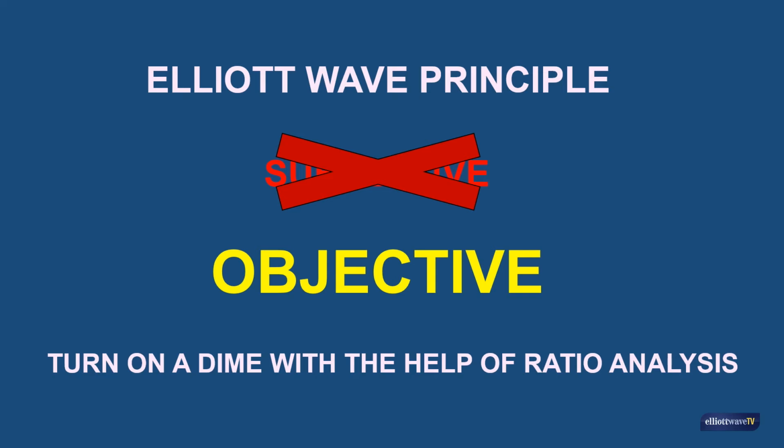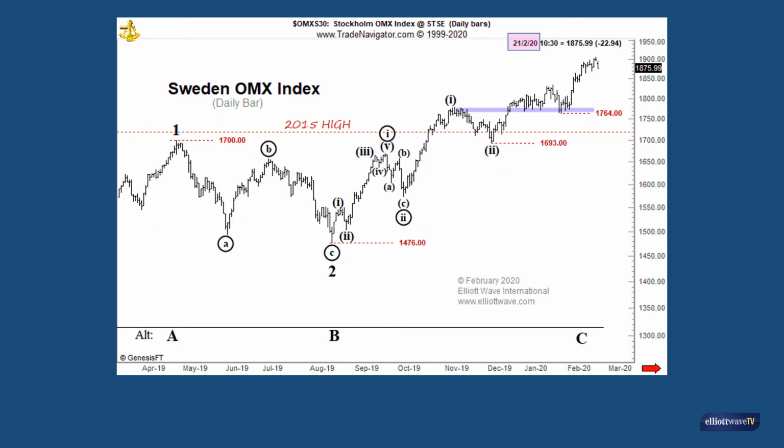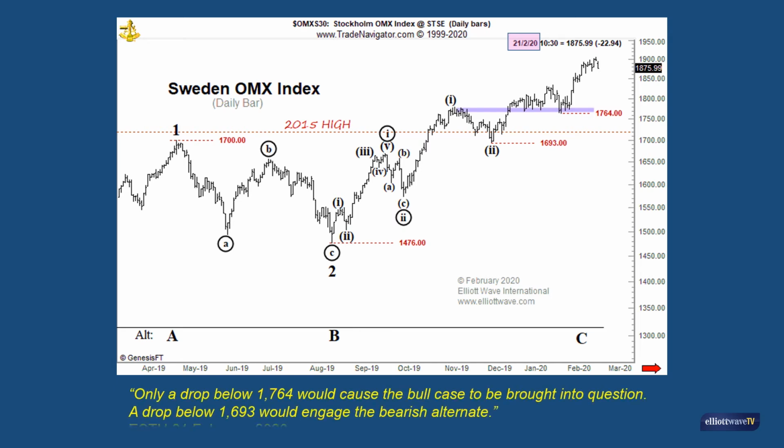capture a big move. The Swedish stock market index, the OMX, had a couple of Elliott wave structures that we were considering during February. We showed this chart in the European short-term update on the 21st of February and stated that only a drop below 1764 would cause the bull case to be brought into question. A drop below 1693 would engage the bearish alternate. That's because below 1693 this bullish wave count would have been completely, objectively invalidated.